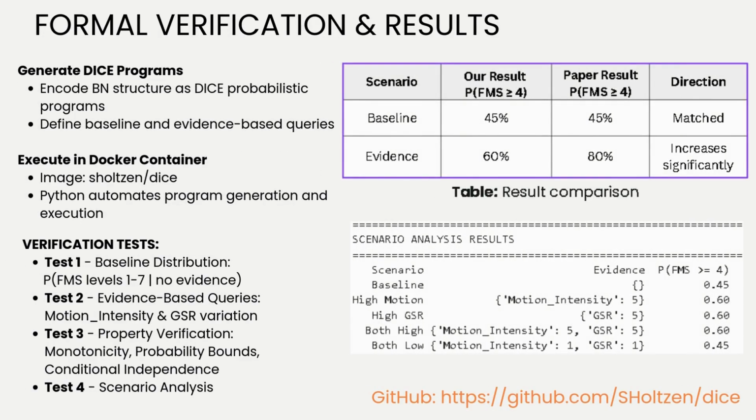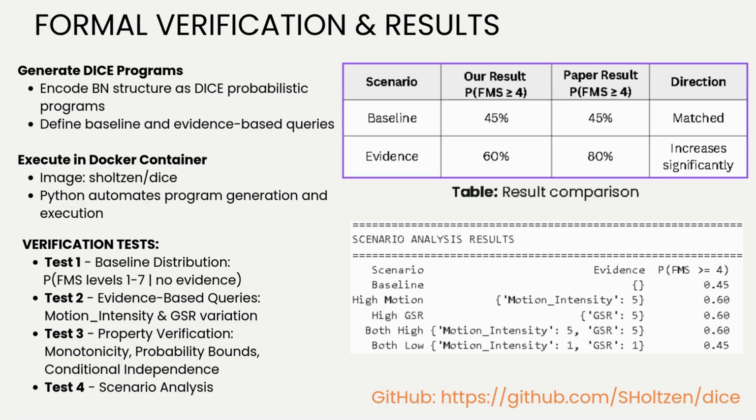Okay. To formally verify the model, I encode the learned BN structure into Dice code, which I then execute in a Docker container to ensure reproducibility and consistency. And these are publicly available at this link, as you can see in the bottom right. Then I perform a total of four types of verification tests. First, checking the baseline distribution with no condition. I get 40% risk, which matches the baseline exactly.